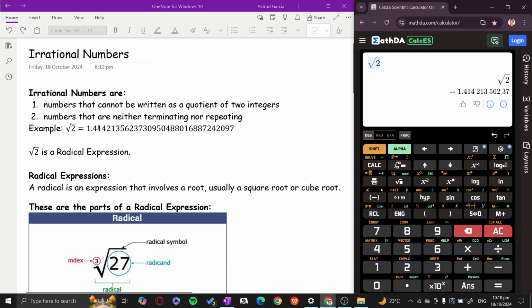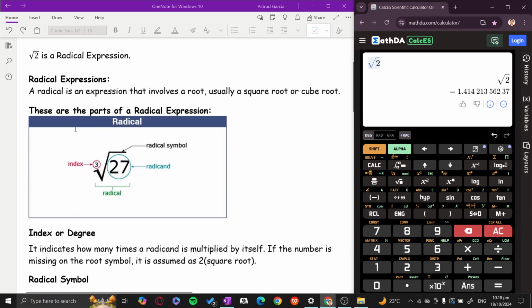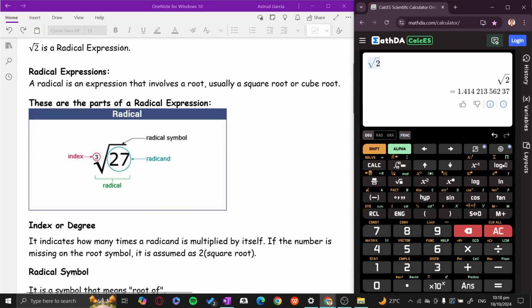And if you notice the pattern of the decimals, it does not have a repeating pattern, right? So square root of 2 is not just an irrational number, it is also a radical expression. So what is a radical expression? A radical is an expression that involves a root, usually a square root or cube root.